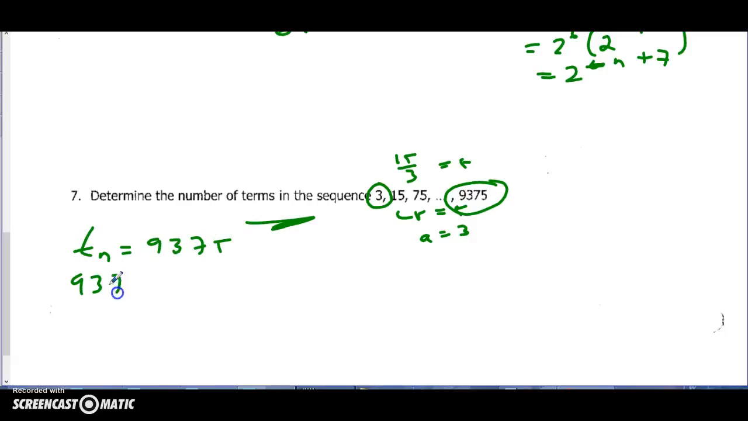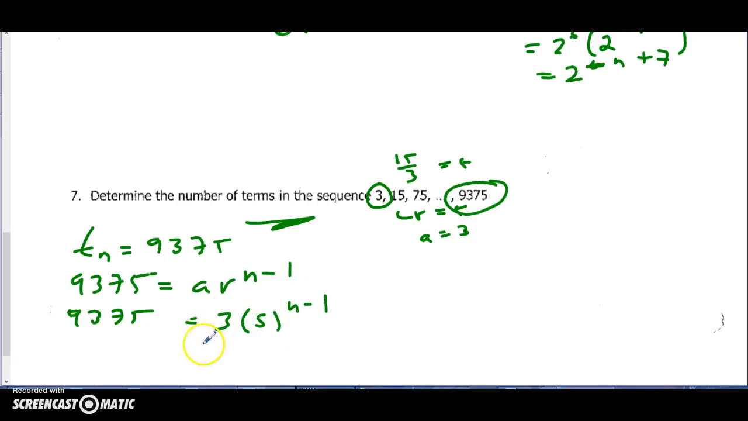So 9375 is equal to A times R to the n minus 1. And what's n? What's the value of n? What term number is that? And I know the rest of it. I know what A is. A is 3, R is 5, n minus 1. I divide each side by 3. This gets tricky also. Then I end up with 3,125 is equal to 5 to the n minus 1.